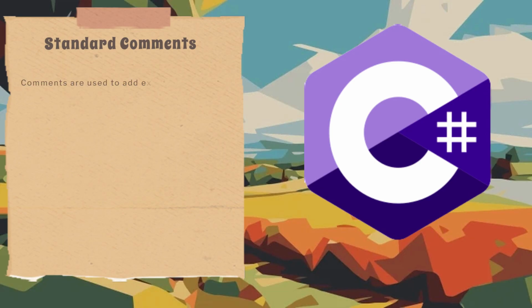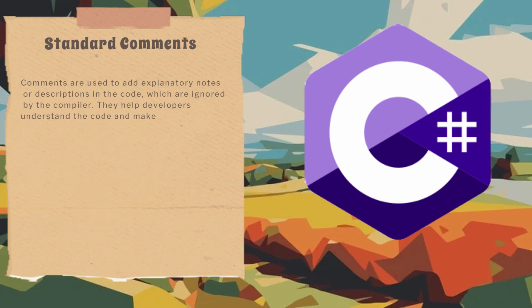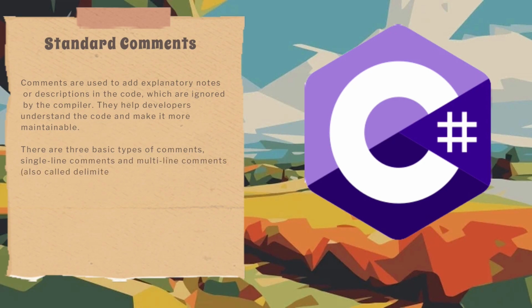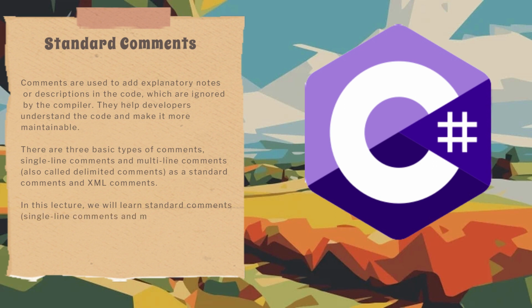Comments are used to add explanatory notes or descriptions in the code, which are ignored by the compiler. They help developers understand the code and make it more maintainable. There are three basic types of comments: single-line comments and multi-line comments, also called delimited comments, as standard comments, and XML comments. In this lecture, we will learn standard comments.